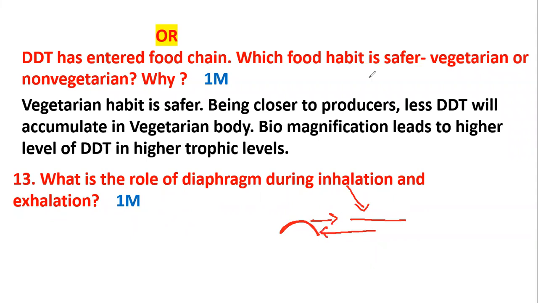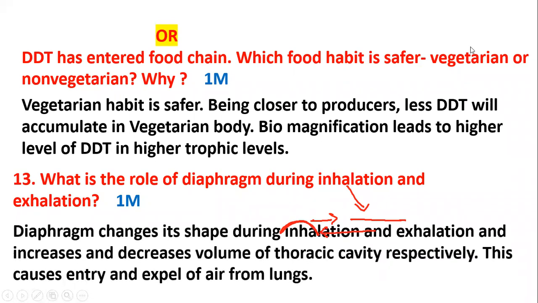Got it? Have a look on the answer. Diaphragm changes its shape during inhalation and exhalation and increases and decreases the volume of thoracic cavity respectively. This causes entry and expel of air from lungs. The increase and decrease of volume of thoracic cavity is due to the increase of volume inside the lungs, no? Due to that, the thoracic cavity volume respectively increases, and due to that there will be entry and expel of air. Inhalation and exhalation will be.